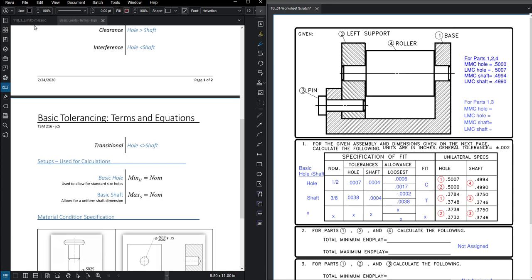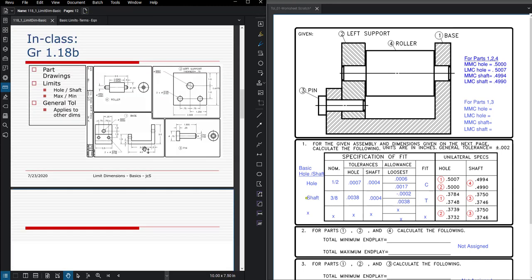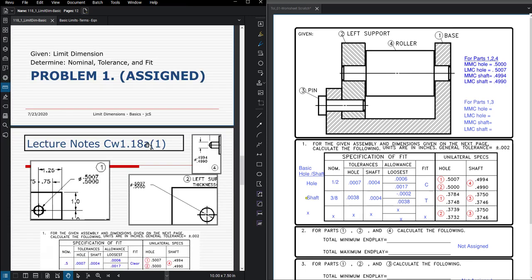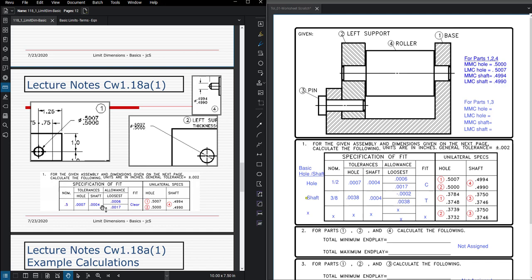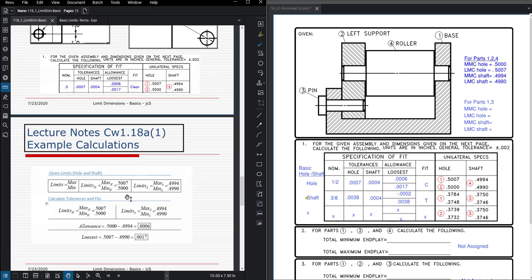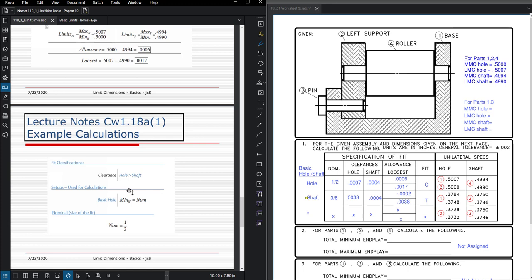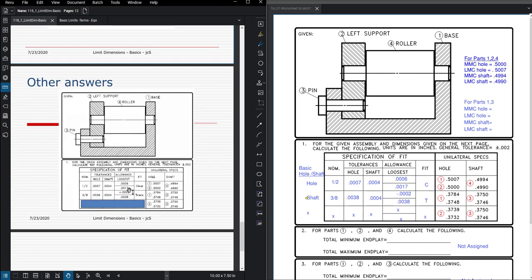Now in the original sheet here, if you go down a little bit, there's the equations we used, and here's the answers to the first one. You should double check and make sure that we got them all the same. Looks like it. And some written out calculations, explanations, and then also the answers are included here.